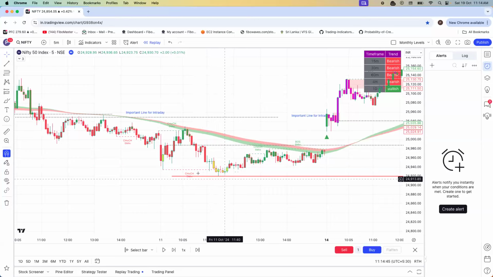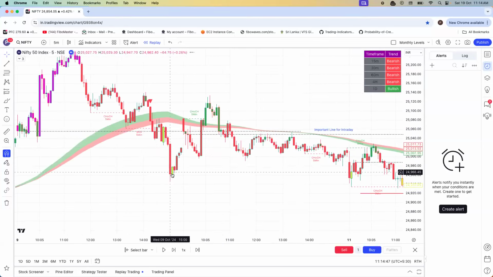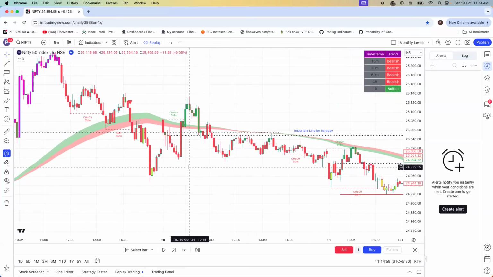And then it came down. Sometimes you see here this is red, and then going above this red color candle, you got a reward. Still the stop loss did not hit. So you can take your own decision accordingly, whether you want to take long or you want to take short.